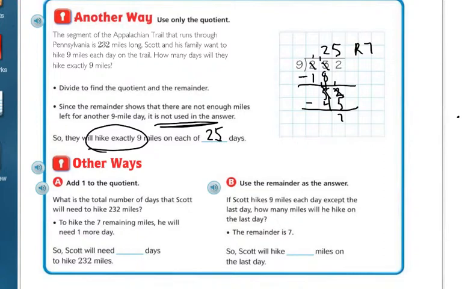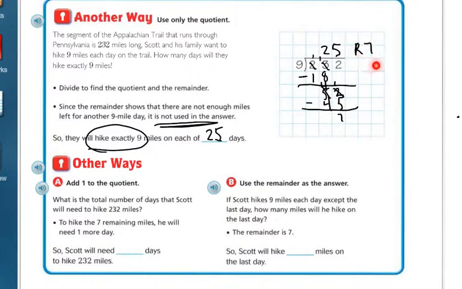So another way, it says add 1 to the quotient. Let me go back here. What is the total number of days that Scott will need to hike 232 miles? Well, he did 9 miles in 25 days, but he still had 7 left over, right? So he still has 7 miles. I can't stop my trip without finishing the trip, so I'm going to need to add another day.